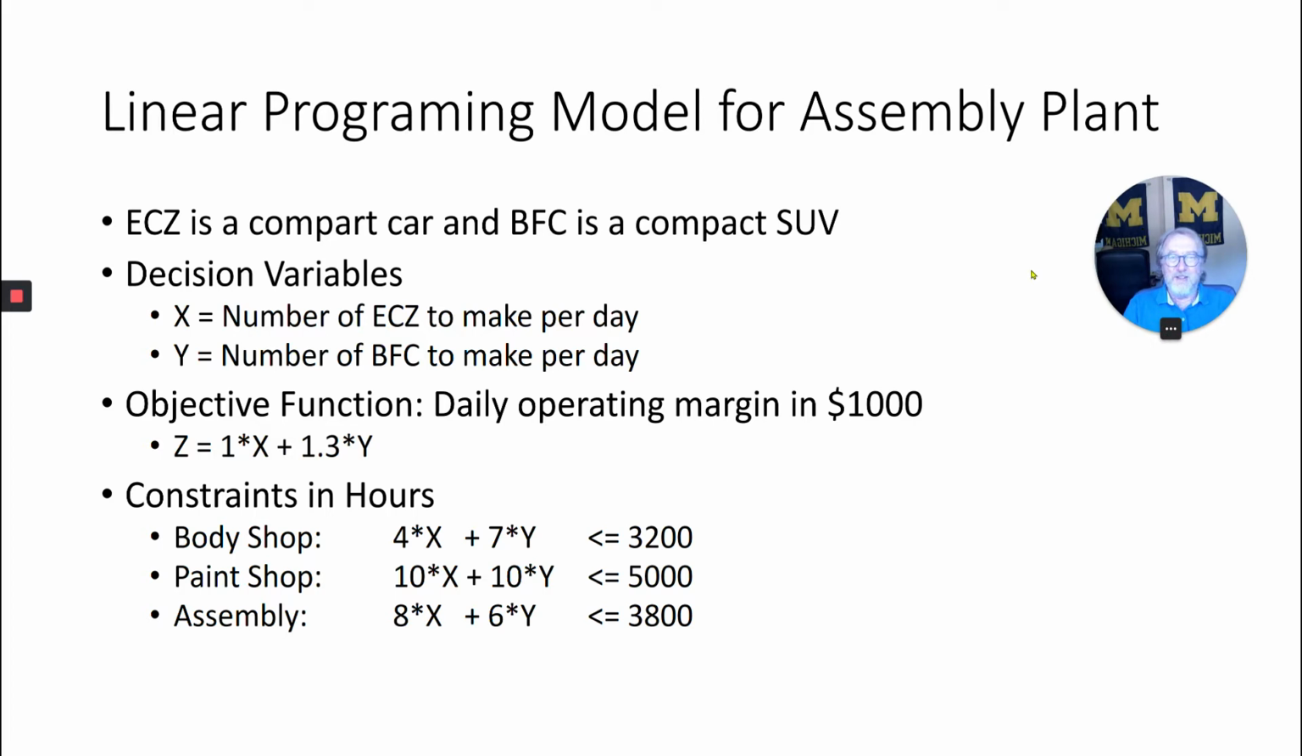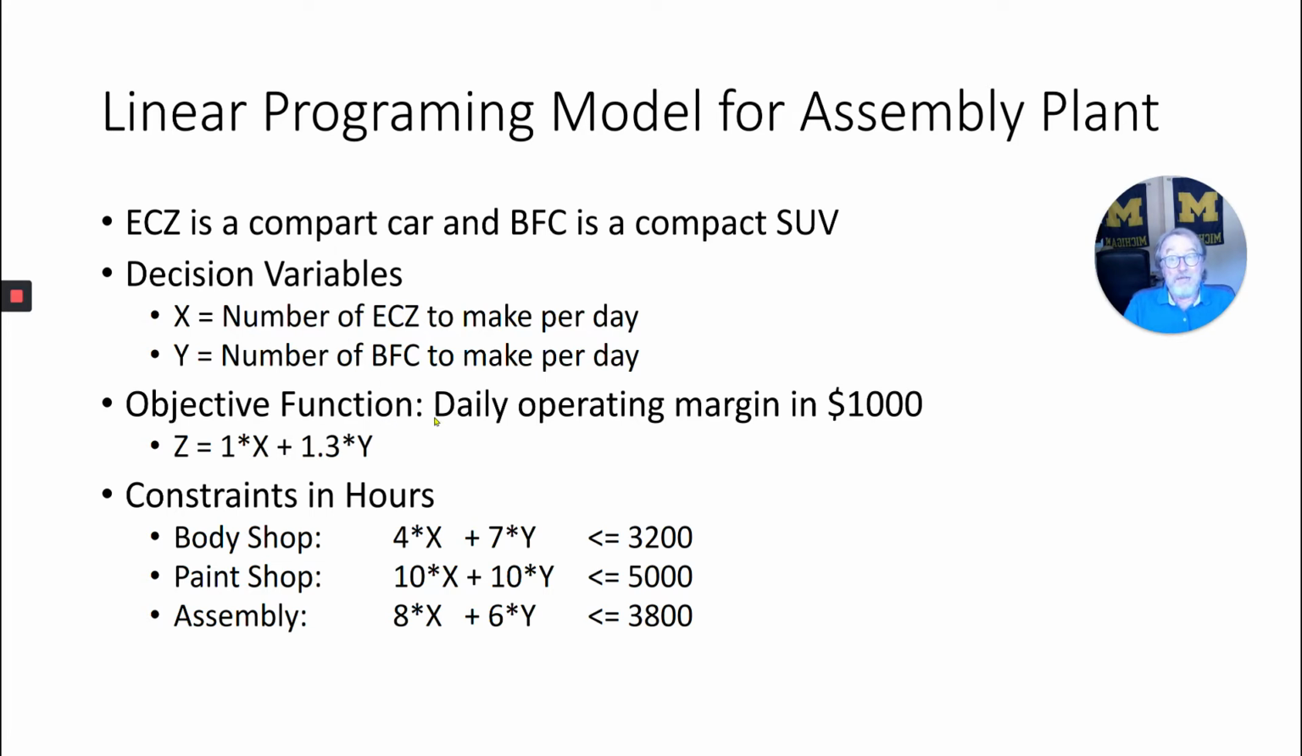So this is the problem we'll be looking at for a graphical solution. It's a very hypothetical, very simplified kind of problem. To graph it, we need two decision variables. If I had three decision variables or more, I could not graph it. So obviously this is very simple. We're imagining that there are two different types of vehicles being assembled. One is a compact car, the other is a compact SUV. They're on the same platform, so they can be made in the same assembly plant. And so we have two decision variables: the number of cars to make per day and the number of SUVs to make per day.